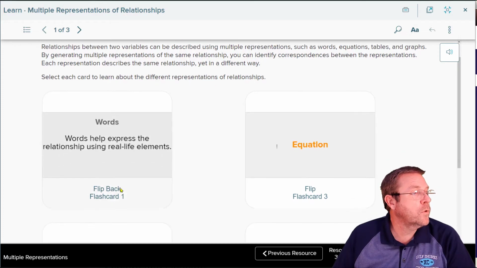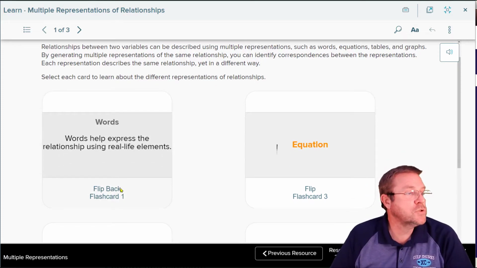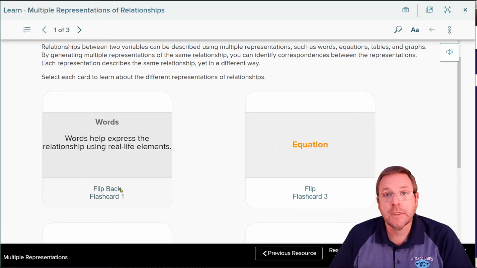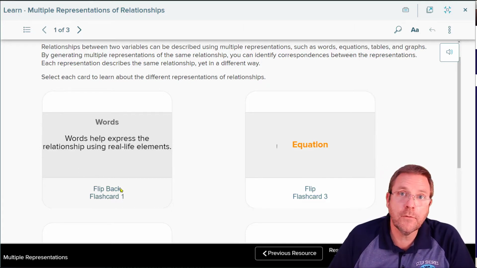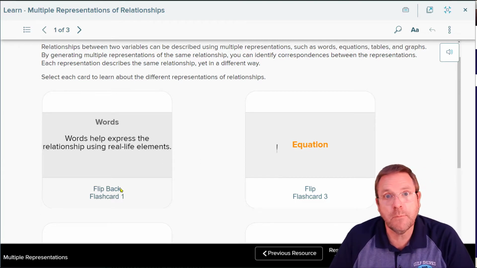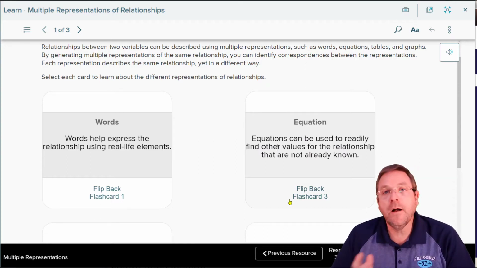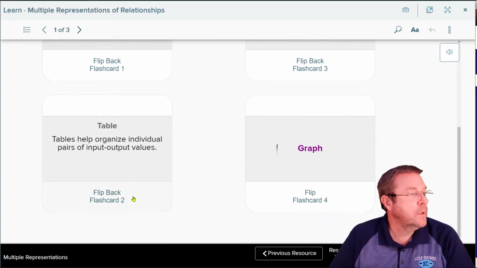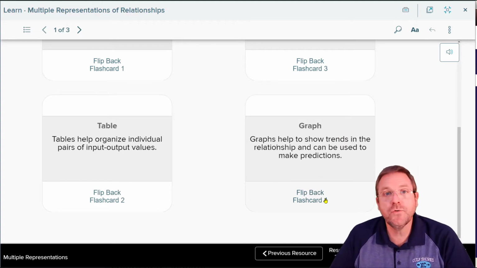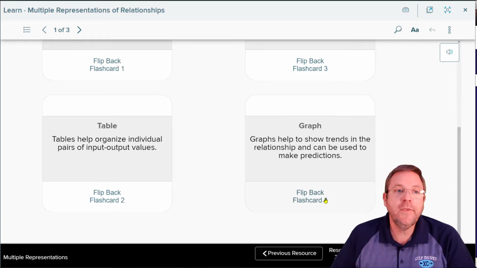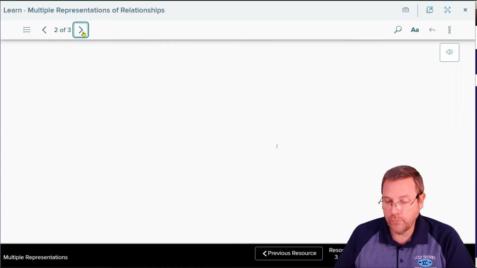For example, words help you to express the relationship using real-life elements. A runner ran 26.2 miles in 2 hours, 4 minutes, and some seconds. I mean, that's pretty impressive. Equations can be used to readily find other values for the relationship that are not already known. And then a table could help you to organize the individual pairs of input and output values. And then finally the graph is going to show you trends in the relationship and can also be used to make predictions. Each one of these has a place. Each one of these is useful for its own thing.